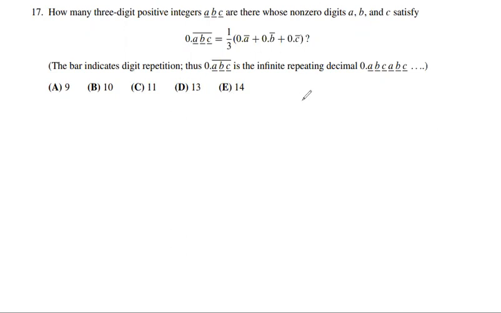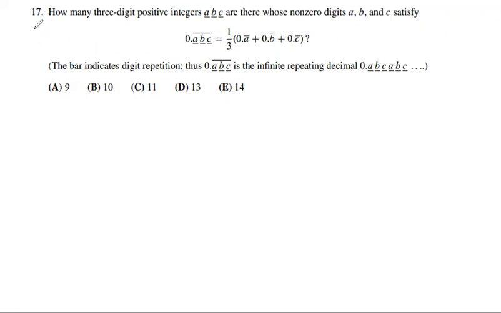So here's the problem. We have a repeating three-digit decimal after the decimal point, where ABC is repeating, and that is given as 1/3 of the repeating digits, each separated as a single digit after the decimal point. The question is asking how many positive integer triples A, B, and C are going to satisfy this equation.